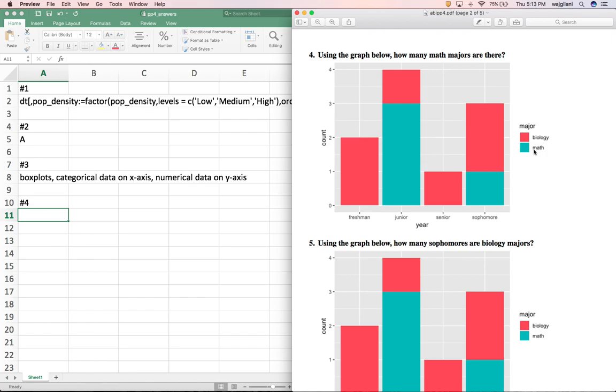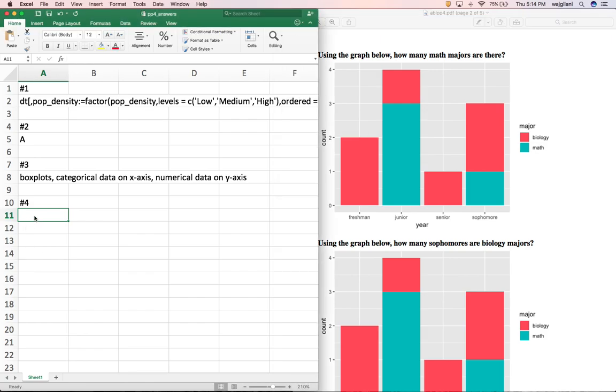All right, so the math is blue. So I have 3 math majors that are juniors. I have 1 that's a sophomore. So I have basically 4. I have 4 math majors. Number 5.